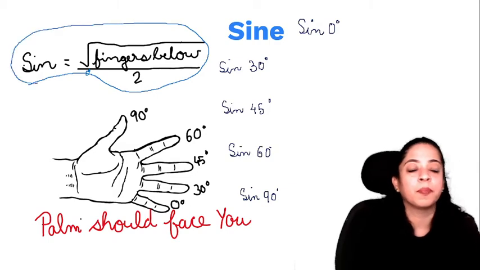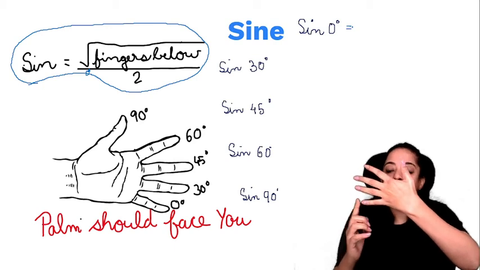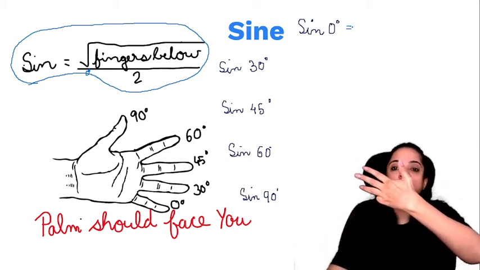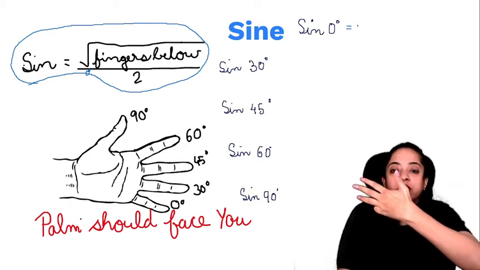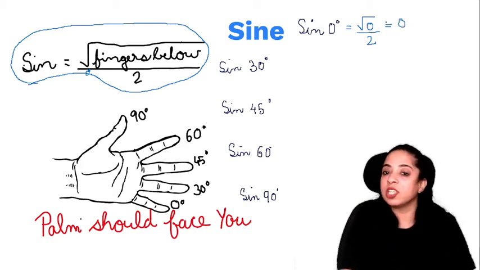Watch carefully, right? So take your palm, this is 0, just fold this. So are there any fingers below this? There are 0 fingers below this. So square root of 0 by 2, which is nothing but 0. Because square root of 0 is 0. So in the numerator there is 0. So the answer is 0. So sine 0 degree is 0.